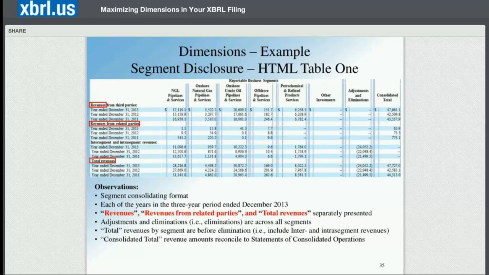So this is just a vignette from a segment footnote from a given entity. I thought it was an interesting exercise and interesting example for purposes because the way they report their segment information is not in a cohesive manner, but they report it separately by component. So revenue from third parties, revenue from related parties, total revenues, they're all on the income statement. The intersegment and intrasegment revenue is eliminated through the segments. It's a consolidating format. It's not unusual, okay.